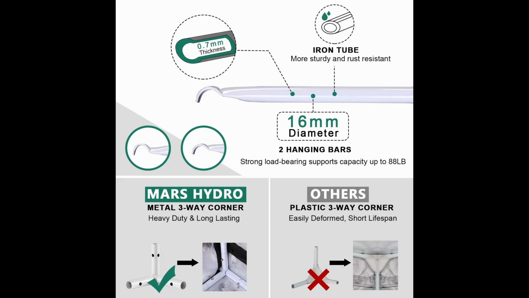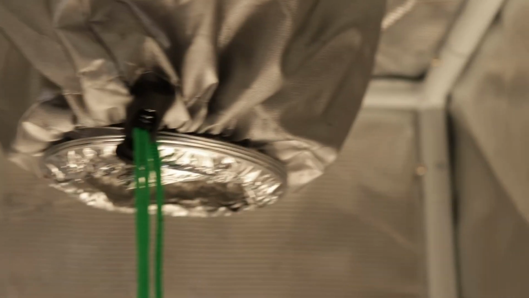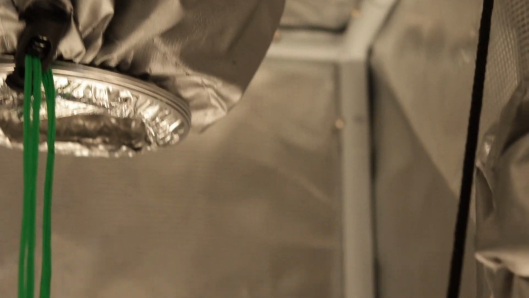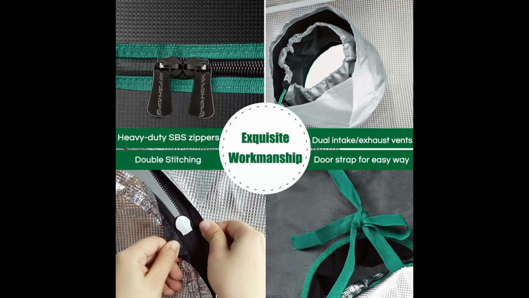Metal corner adapters and poles are the tent's stalwart supports, remaining firm, with no rusting or peeling paint, and allowing for quick tool-free setup, and clear instructions are provided. Heavy-duty SBS zippers are used in Mars Hydro grow tents to withstand many openings and closings. I didn't notice any light leaks with my test tent.